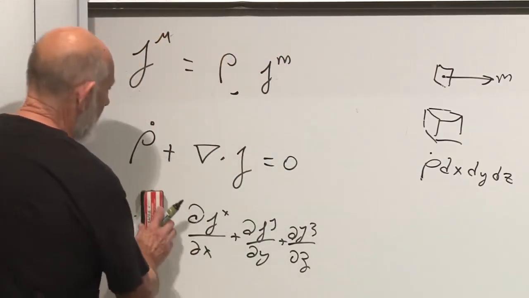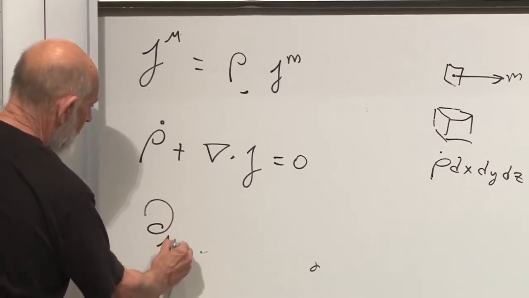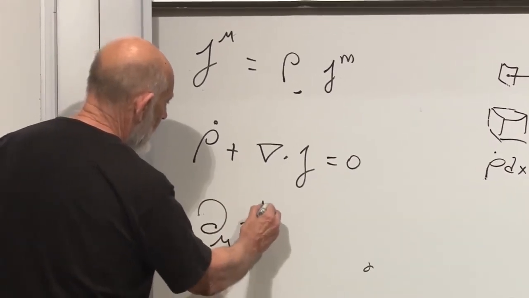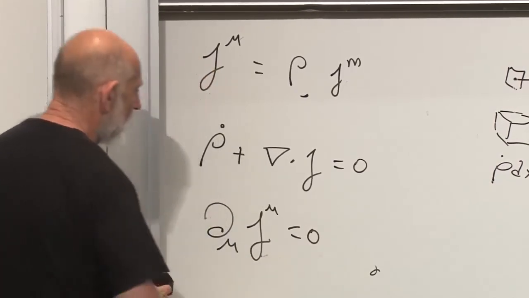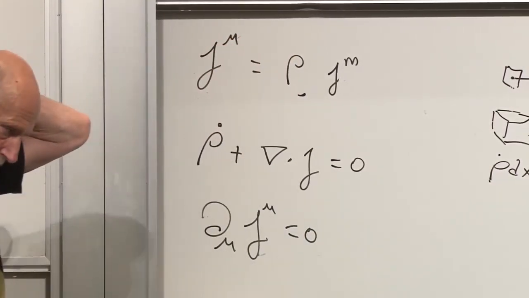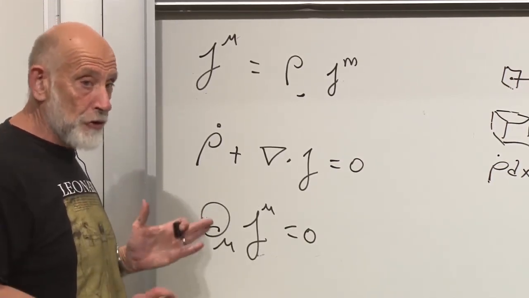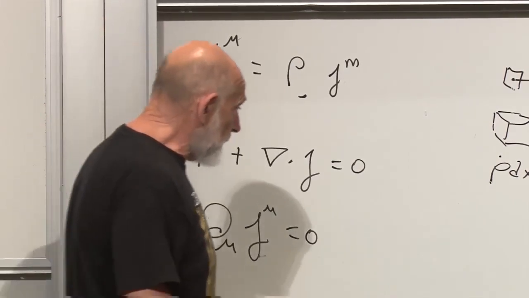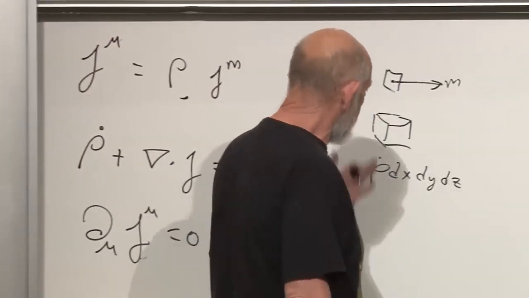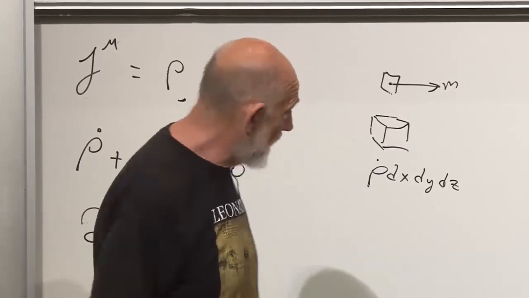All right, we can also write this in a relativistic notation, d mu j mu equals 0. Okay, that's the equation. It's called the continuity equation, but it represents charge conservation. It represents the idea that no charge disappears unless it's accounted for as moving out of the region. Okay?